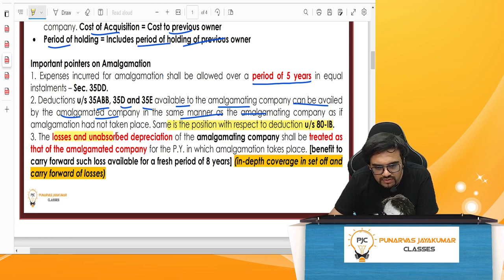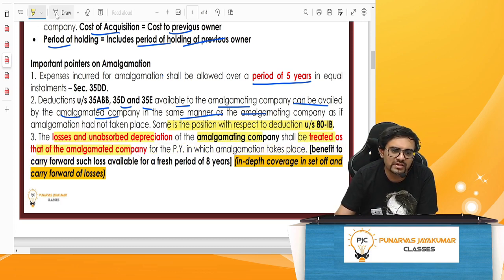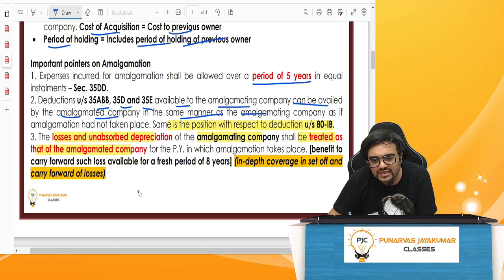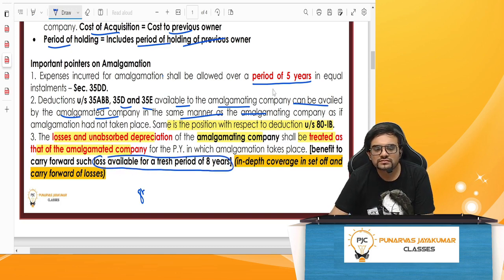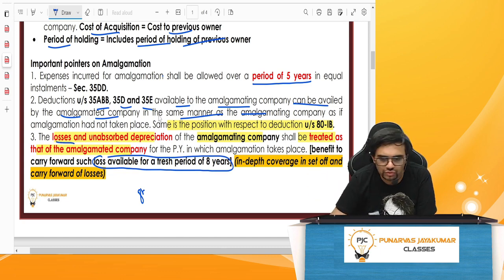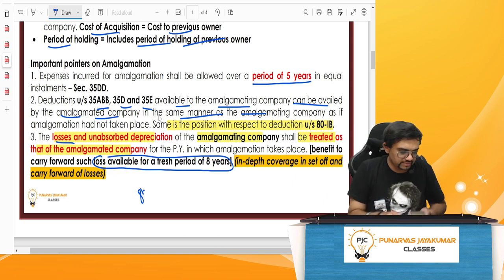Losses and unabsorbed depreciation of the amalgamating company shall be treated as that of the amalgamated company. The best part, why people go for amalgamation? Generally carry forward is allowed for 8 years. If in the 8th year I amalgamate, the new company will get a fresh period of 8 years. This is for loss. Unabsorbed depreciation can be carried forward indefinitely, as you know.